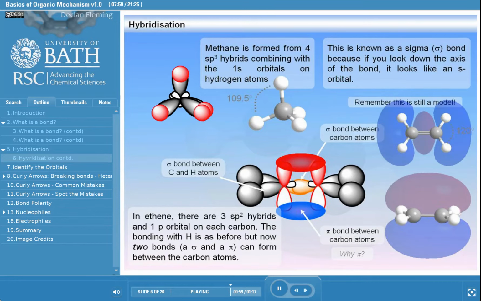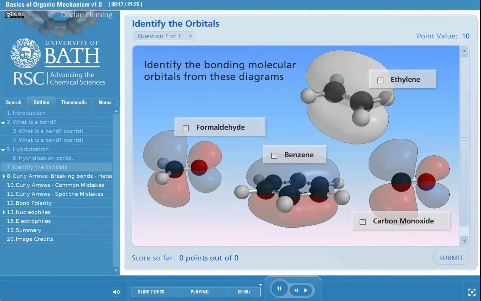As was mentioned on the last slide, this hybridisation idea is a bit of a model. So the molecular orbital that reflects the sigma bond between the 2 carbon atoms doesn't only have electron density between the 2 carbon atoms, as might be suggested, but you can clearly see the sigma bond in place. Which diagrams show bonding molecular orbitals?